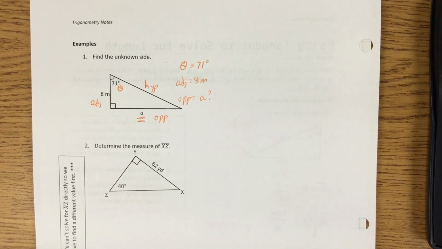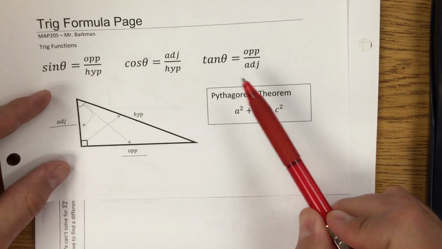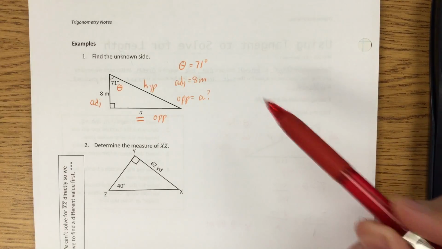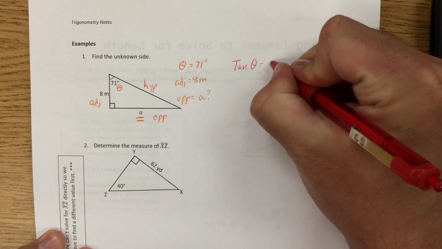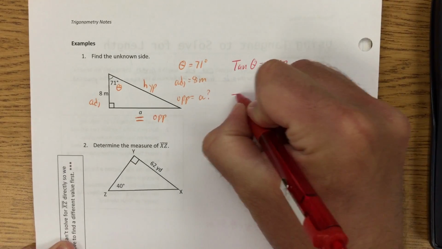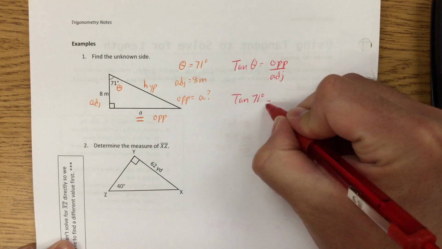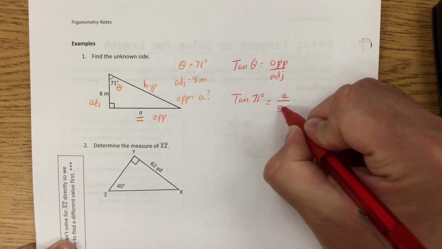Now again, we would always take a look at our formula page to figure out which ones we need. We have adjacent, we want to find opposite, so that means we are using tan. Tan involves opposite and adjacent, so we're going to use that to solve here. So tan of theta is equal to opposite over adjacent. Tan of our angle, which is theta, is 71 degrees, and that is equal to the opposite, which is A, over 8 meters.